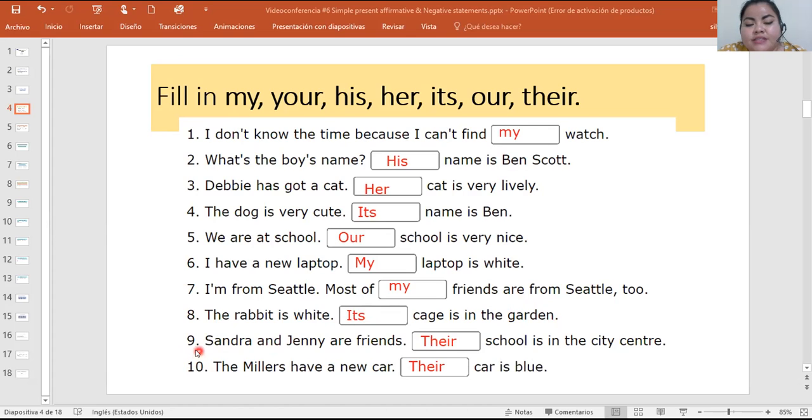Maideli. Sandra and Jenny are friends. Their school is in the city center. Very good. Ana Maria. The Millers have a new car. Their car is blue. Very good. Thank you. So we have the pronunciation of this.